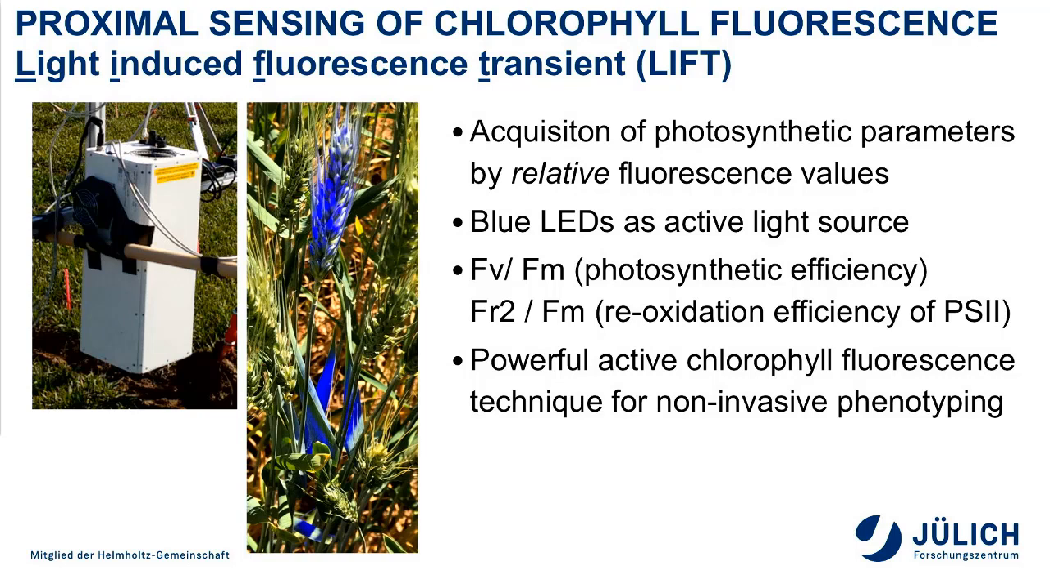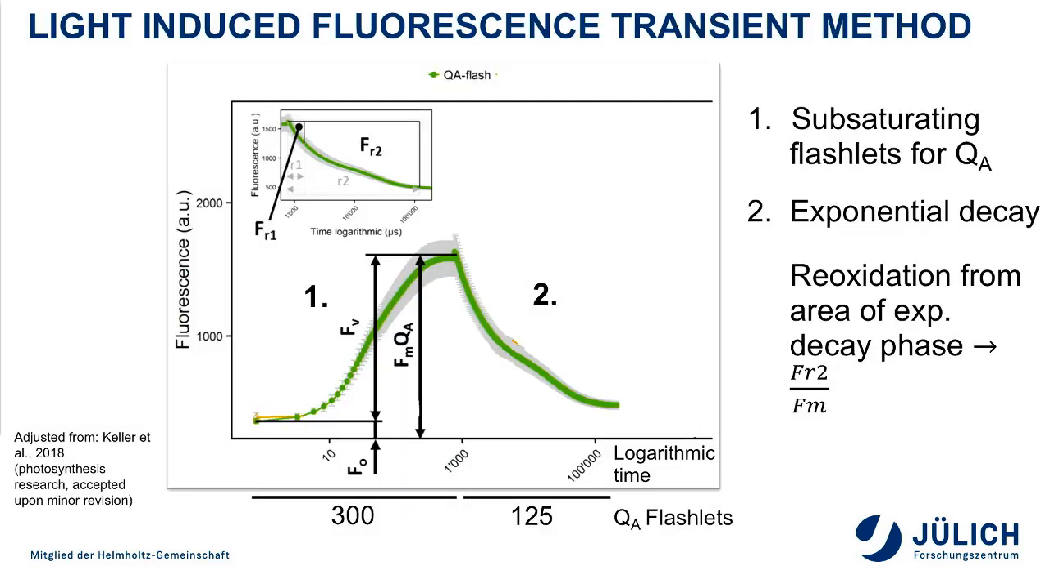sensor. It's a light-induced fluorescence transient device, so-called LIFT, for proximal sensing of chlorophyll fluorescence. And what it does, it sends a blue light. Here you see it being sent in the canopy of wheat. And it can retrieve many parameters, but two, the very well-known photosynthesis, the variable fluorescence divided by the maximal, Fv/Fm, and the other one is reoxidation efficiency. And these are both retrieved from one simple transient.